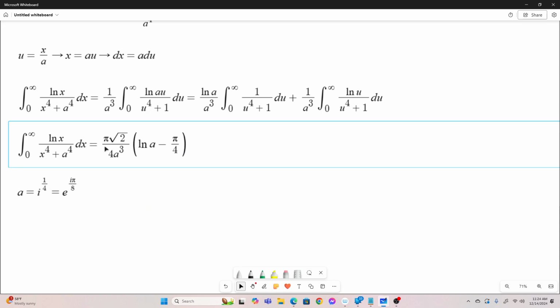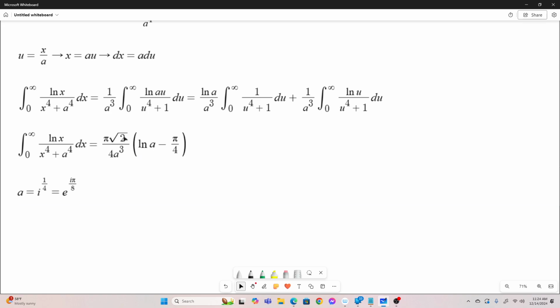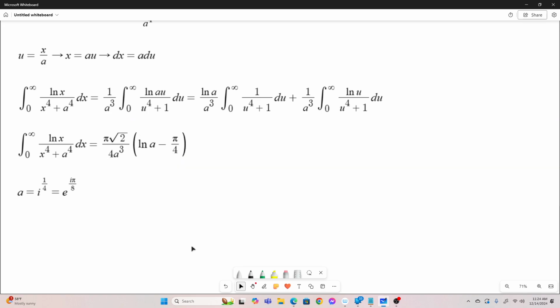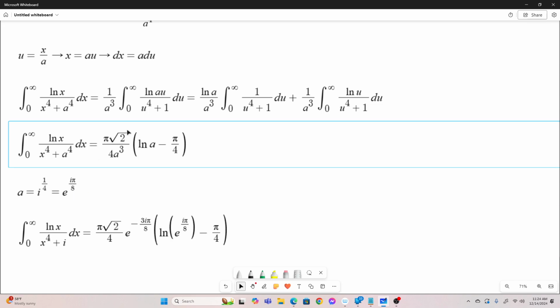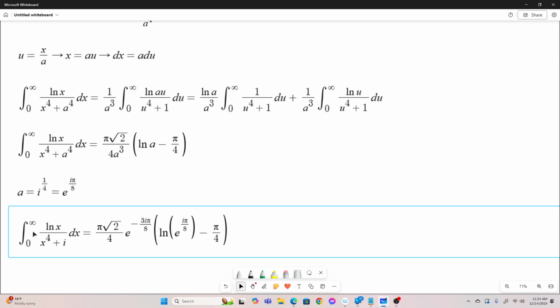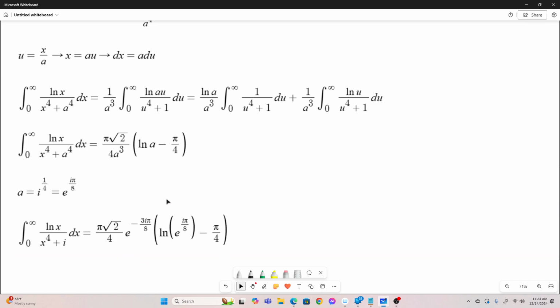All right, and then of course we have to substitute i to the 1/4, or e to the i pi over 8, in for all our a values here. All right, performing that substitution, plugging in that value for a, and we get this. I literally just plugged in e to the i pi over 8 over here and i to the 1/4 right here, giving us the integral from 0 to infinity of natural log x over x to the fourth plus i dx equaling this.